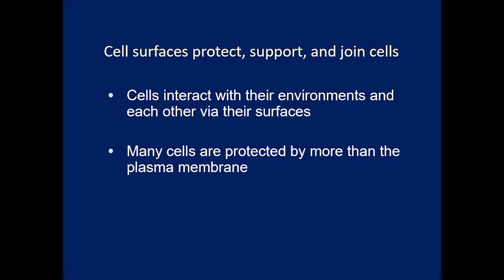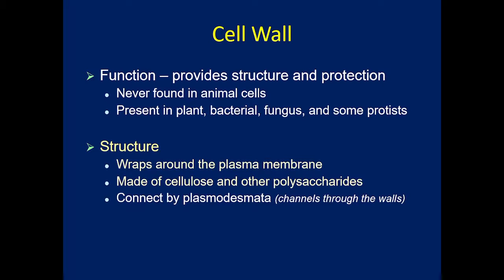Cells interact with their environments and each other via their surfaces. Many cells are protected by more than the plasma membrane. So the cell wall, which is also a most important organelle, provides structure and protection. If the plant doesn't have a cell wall, there won't be a structure. It is never found in animal cells. It is present in plant, bacterial, fungus cells, etc.